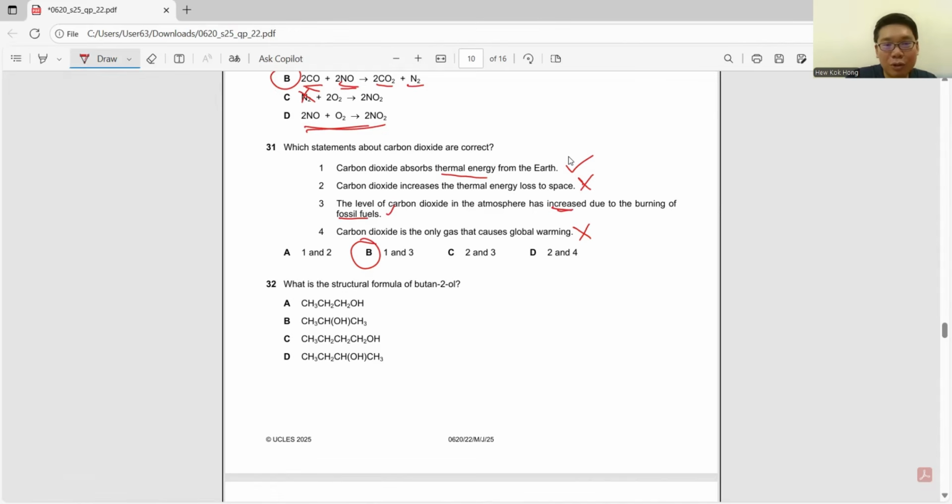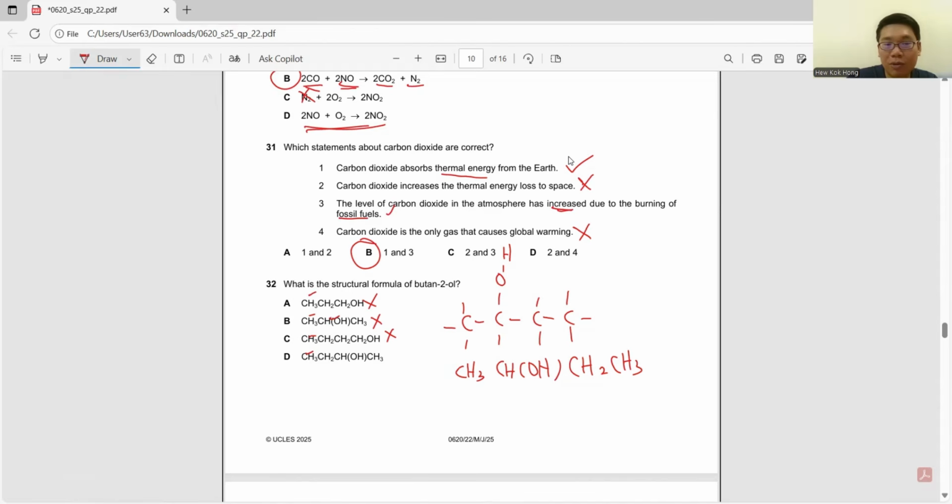32. What is the structural formula for butan-2-ol? So we draw it out. Butane has 4 carbons. 2-ol means the OH is on the second carbon, and all the others have hydrogen. So it's CH3 and then CHOH. This is wrong because it only has 3 carbons. So we write down CH2, CH3.